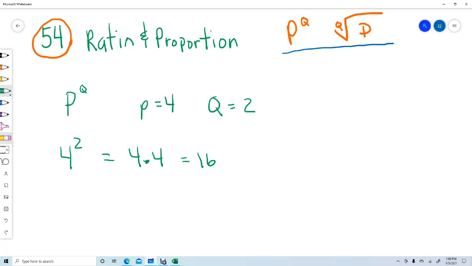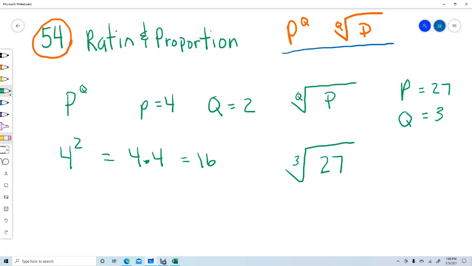How about, let's see, where P equals 27 and Q again is 3. So what you'll do is you'll just rewrite this. And you'll ask yourself, what number multiplied by itself 3 times is 27? Do you guys remember? It's 3. 3 times 3 times 3 is 27. So you'll write this like this. The cube root of 27 equals 3, and that would be your answer.